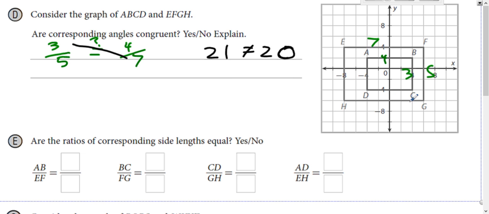So they're not going to be similar, but the corresponding angles are congruent. So I got a little bit ahead. I put some of the wrong ratios here. AB is 4, EF was 7, BC was 3, FG was 5, CD is 4, GH is 7, and then AD is 3, BH is 5.